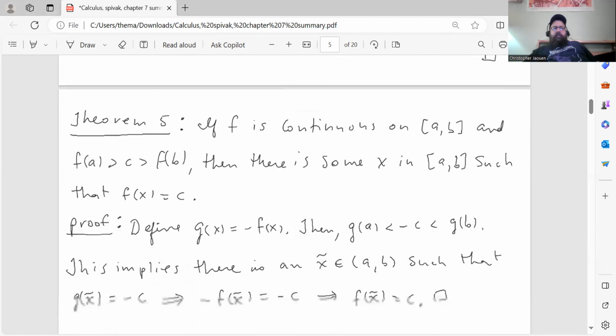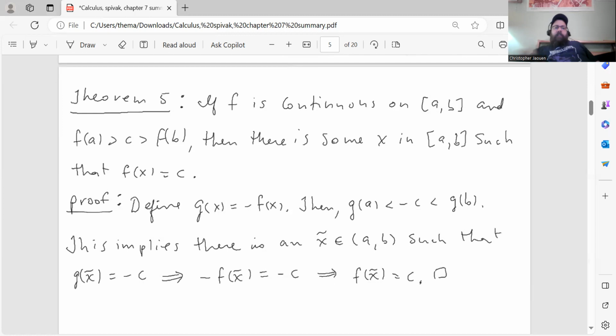And same idea, similar idea for theorem 5 here. If f is continuous on the closed bounded interval from a to b, and f of a is greater than c greater than f of b, then there's some x in the closed interval from a to b such that f of x is equal to c.